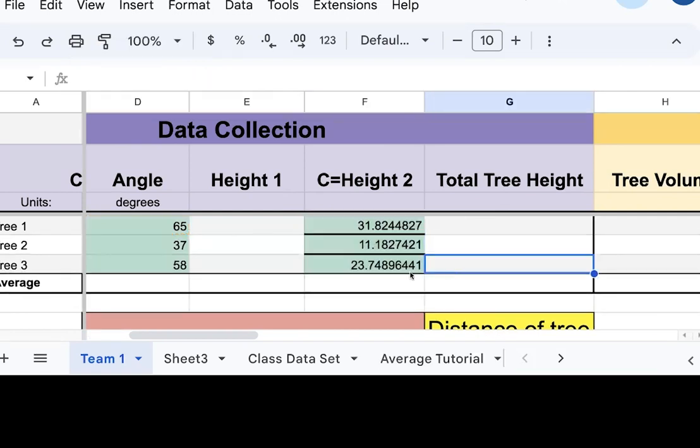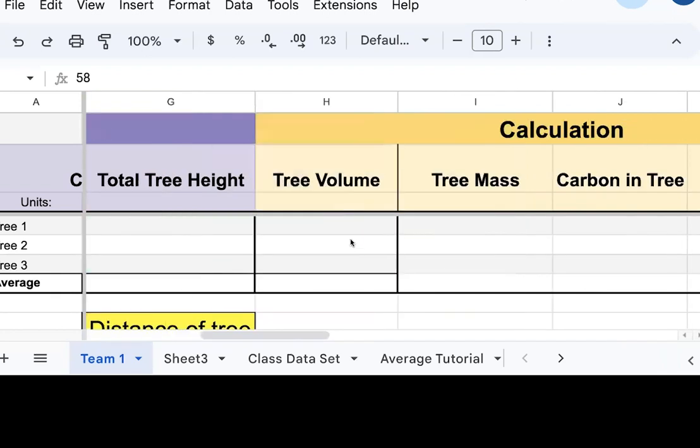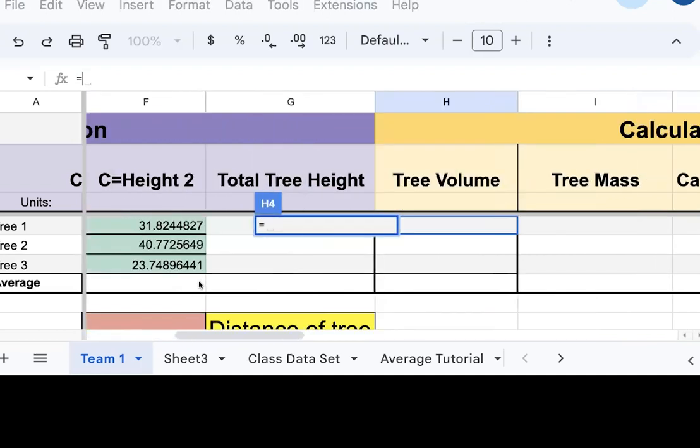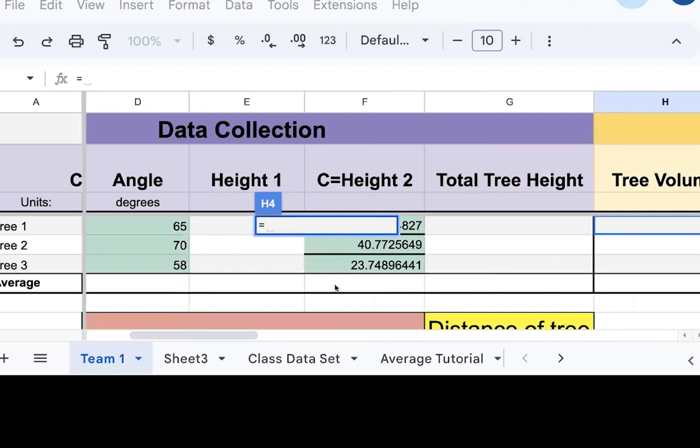And now we drag it and we can see that this would be the height, and it varies between the angles. So if I change the angle to 70 degrees, this answer changes. To find the tree volume, here you can just make a formula of what a volume would be, but referring to the cells in Google Sheets.